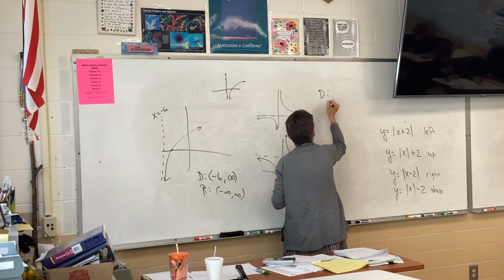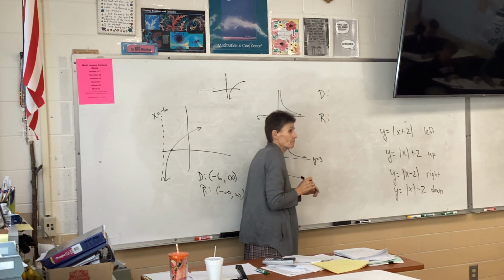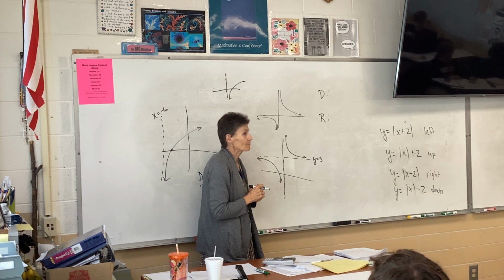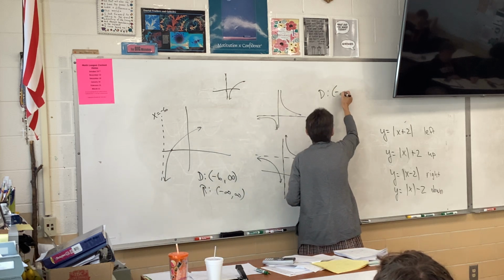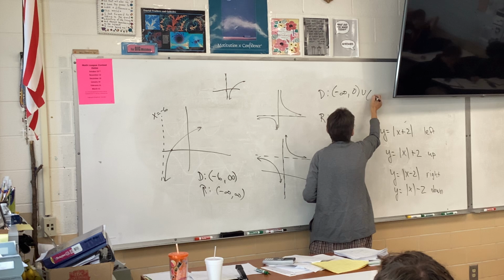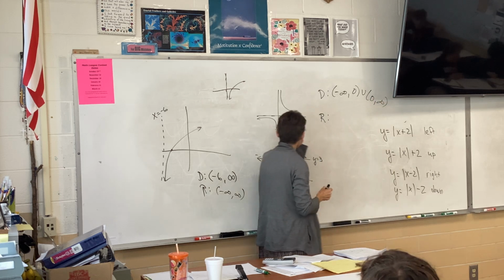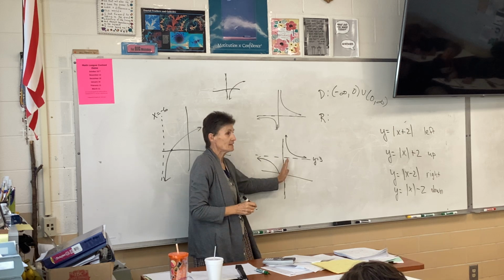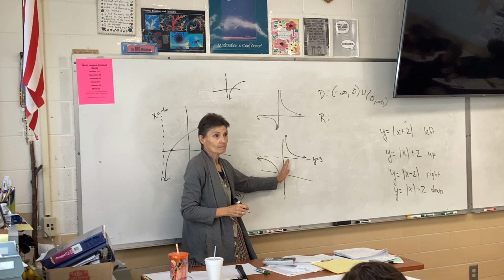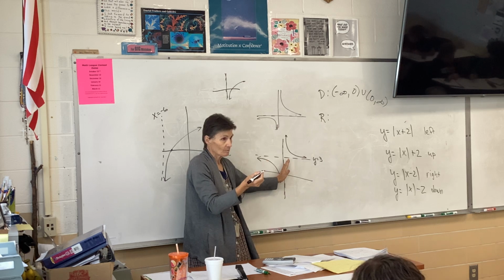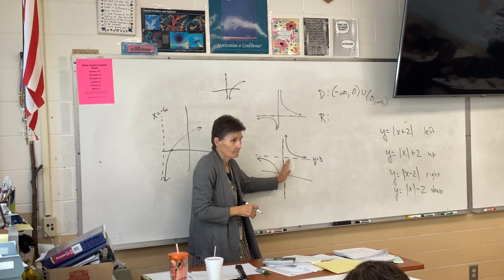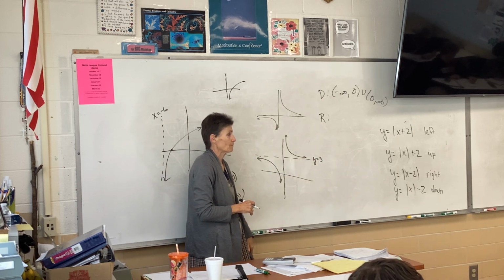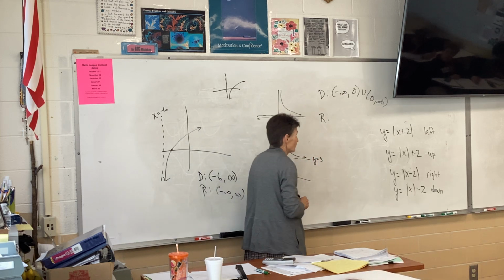What do you think your domain and range are? Domain is all real. Actually, it's not. Ronan? Negative infinity to 0. There's an asymptote at 0, right? So we go from negative infinity to 0. We have to skip 0, can't include an asymptote, and then 0 to infinity. Nice work, Ronan, good job.